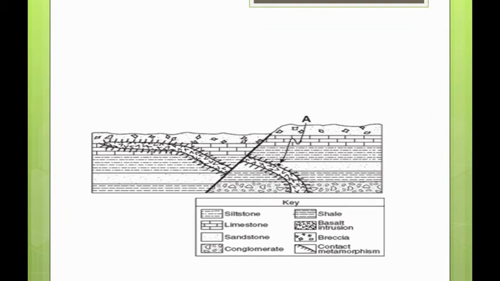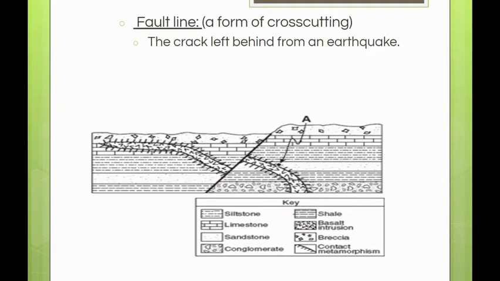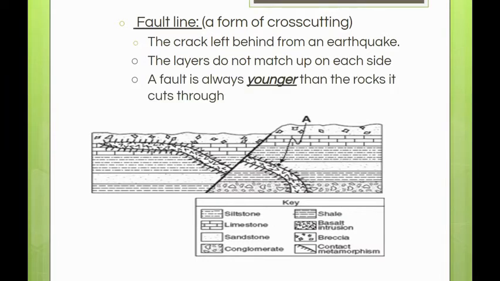Just a little bit more detail on those things. One type of cut is called a fault line. It's a crack left over from an earthquake when the earth literally breaks. This will cause the layers to mismatch on each side. That can be one clue to help you figure out that the cut is younger, because it had to have made those lines and layers mix up. And a fault is always younger than the rock it cuts through. We've already talked about that. There's no need to write that down again.